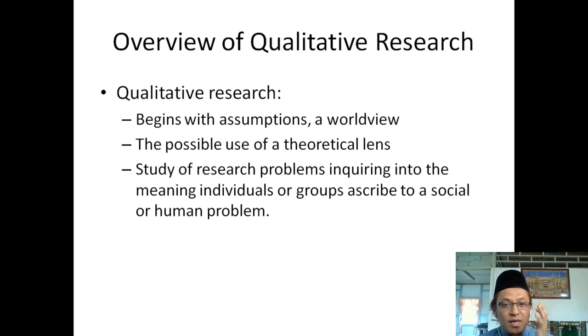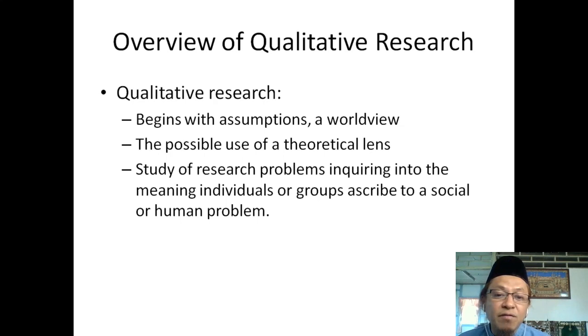Okay, so qualitative research begins with an assumption, a worldview, or a paradigm, or a philosophy. Before this, I mentioned there are the interpretivism paradigm and the positivism paradigm, but according to Creswell, this paradigm, worldview, or philosophy has several categorizations, not only two. So that is actually the beginning for qualitative research. It starts with the assumption and then the possible use of a theoretical lens. Okay, you will see things from a theoretical lens. Possible use, not compulsory, possible use of a theoretical lens.